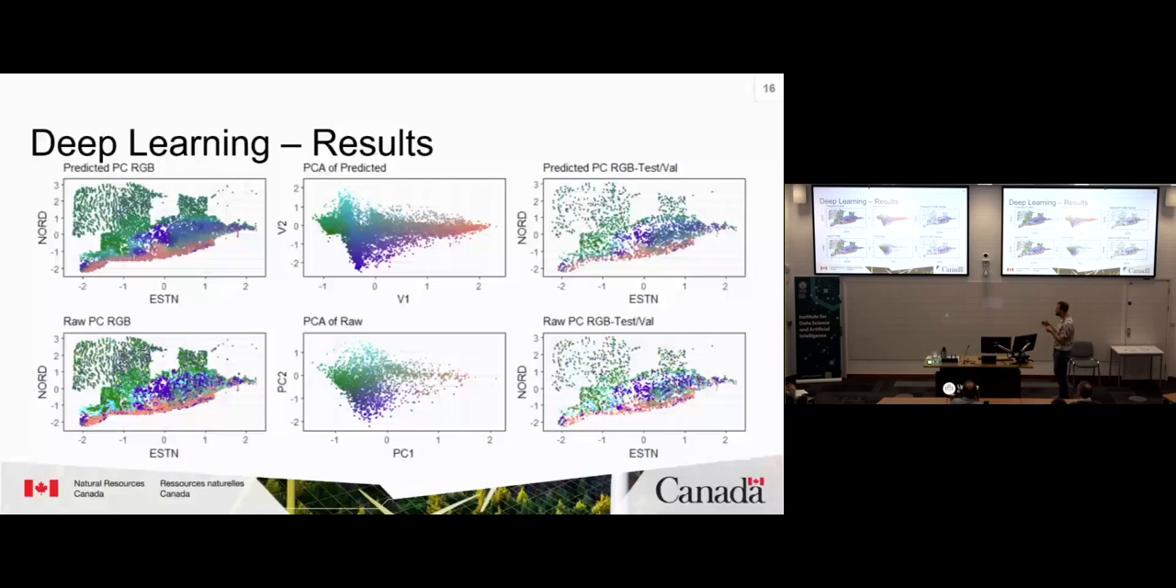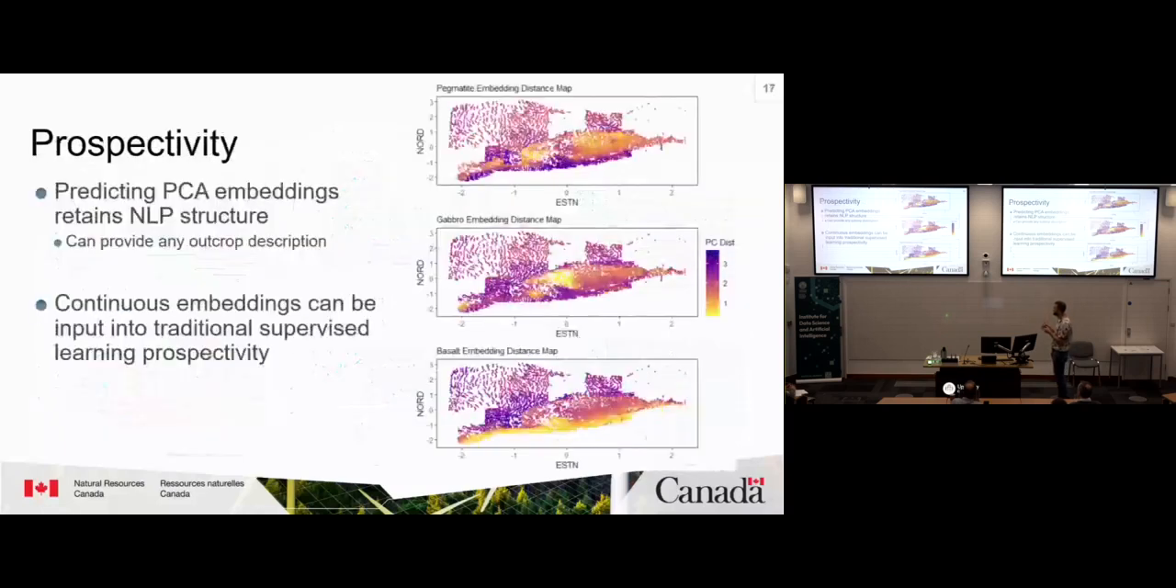So ultimately, we're going to try to produce full maps of this, and I think that's going to be really helpful for doing prospectivity in two ways. Because we are predicting these PCA embeddings, it's retaining that underlying natural language structure. And then we can provide it any outcrop description that we're interested in finding. So we can come up with something like a pegmatite with spodumene, and then use any sort of distance metric to find that sort of outcrop.